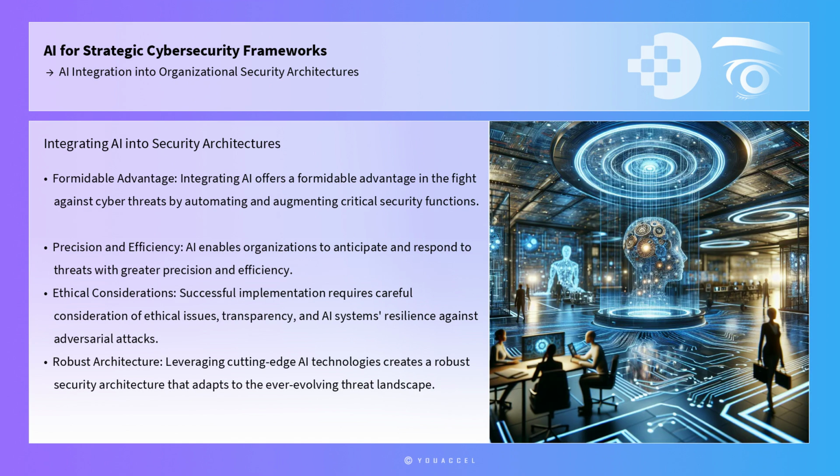In conclusion, integrating AI into organizational security architectures offers a formidable advantage in the fight against cyber threats. By automating and augmenting critical security functions, AI enables organizations to anticipate and respond to threats with greater precision and efficiency. However, successful implementation requires careful consideration of ethical issues, transparency, and the resilience of AI systems against adversarial attacks. By adhering to established cybersecurity frameworks and leveraging cutting-edge AI technologies, organizations can create a robust security architecture that not only protects their digital assets, but also adapts to the ever-evolving threat landscape.